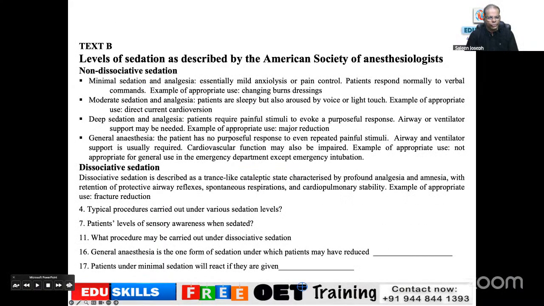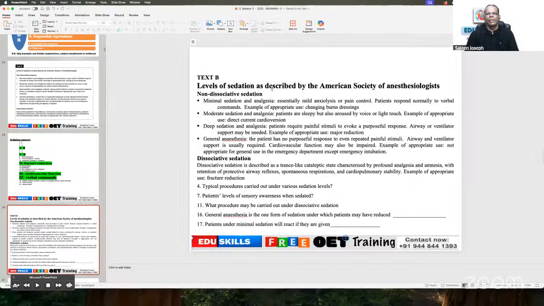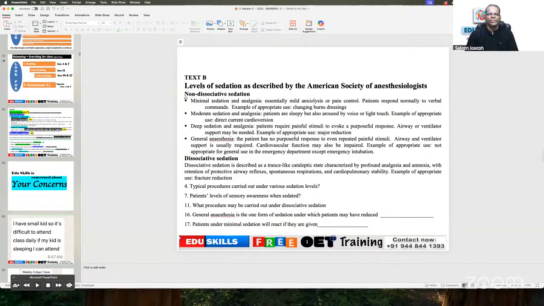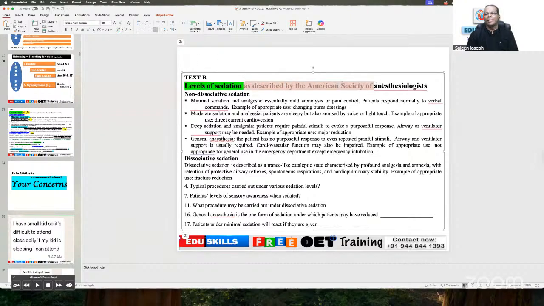Okay, let me escape. Levels of sedation as described by the American Society of Anesthesiologists. Sorry, I am wrong. Tell me what are the things you have to skim. American Society, a name. Levels of sedation can be a short form of the title, right? As described by, ignore this, as it is supplementary information of levels of sedation.